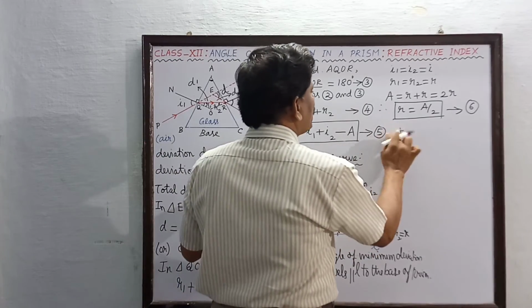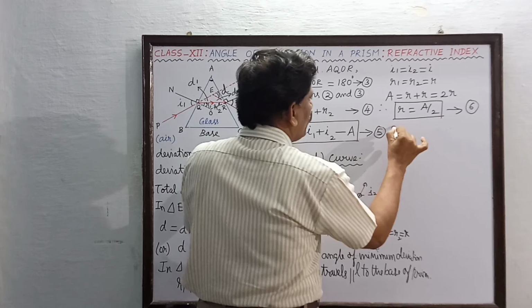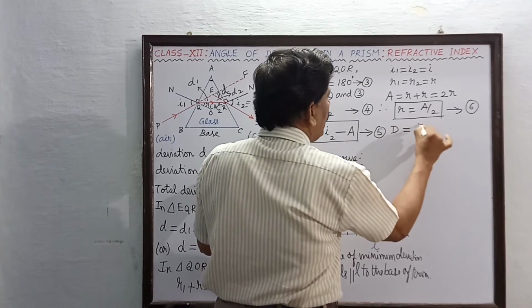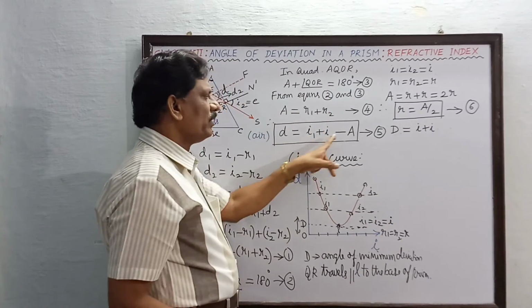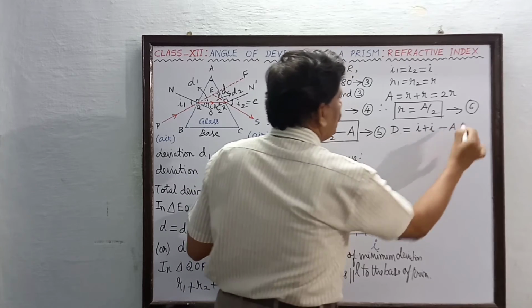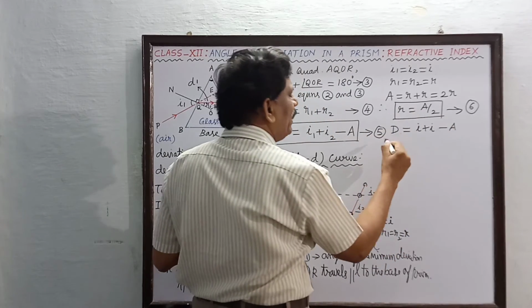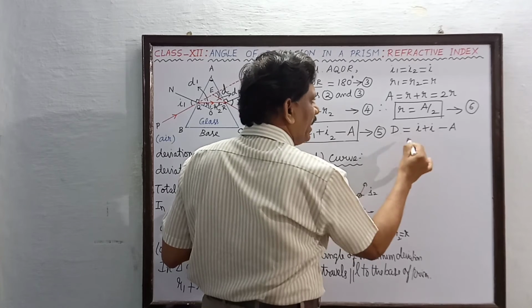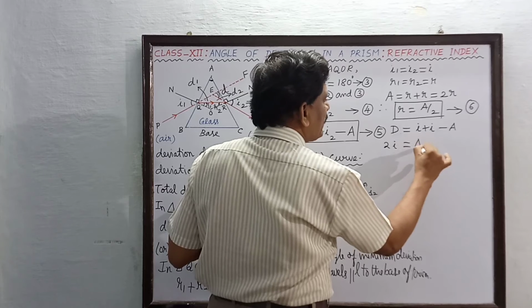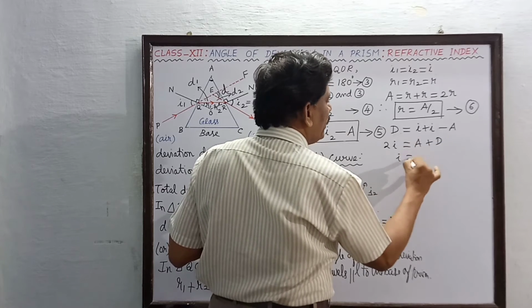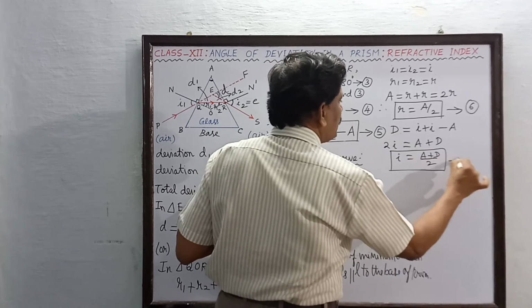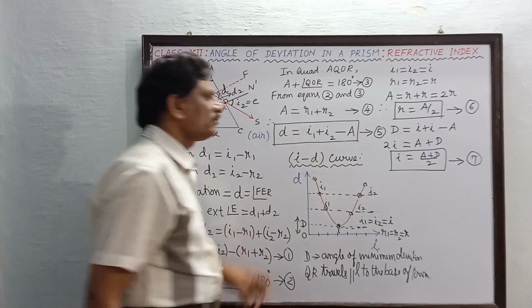So this is equation 5 I am rewriting. Instead of small d, I have to substitute capital D, and this is equal to I plus I, because I1 is equal to I2 at minimum deviation position, minus A. So shift this A to the left hand side, or I will shift this 2I. 2I is equal to A plus D, and I is equal to A plus D divided by 2. And this is equation 7.